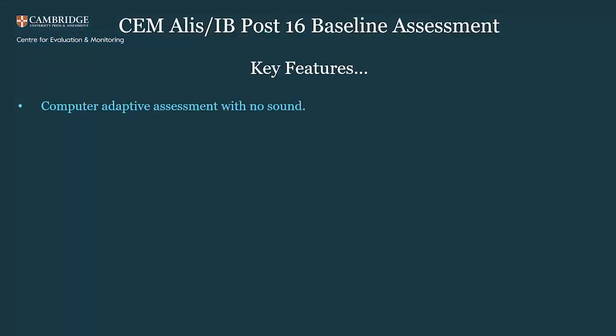But I wanted to just highlight some of the key features of the ALICE IB. It is the same test, it's just badged slightly differently if you are an IB only school, but having a little look at some of the key features of the assessment itself. So it is a computer adaptive assessment. There isn't any sound, so we don't need to worry about headphones or anything like that, but it is an adaptive assessment. That means basically that the assessment is capable of reacting to the answers that the students give. We will talk more about that on the next slide.